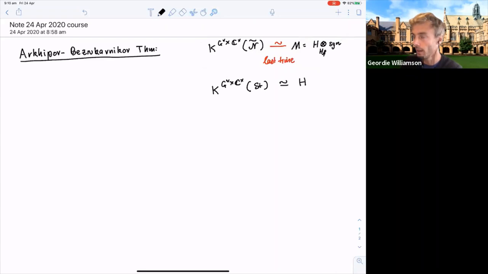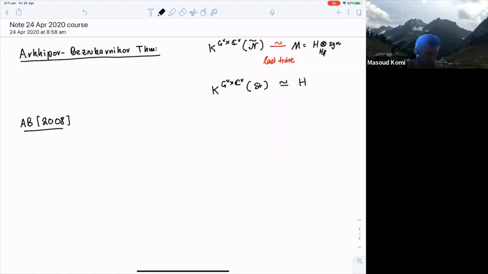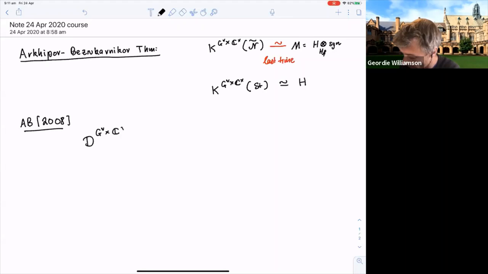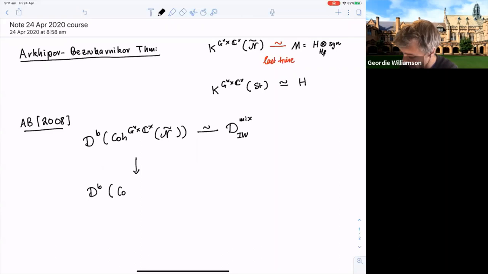So I'll state this theorem, which was published in 2008. It is the statement that the derived category of G check times C star equivariant coherent sheaves on the cotangent bundle of the flag variety is equivalent to something that I'll call D Iwahori-Whittaker mixed. And then there's another version. So here we have the forgetful functor forgetting the action of C star. We have equivalences like this.